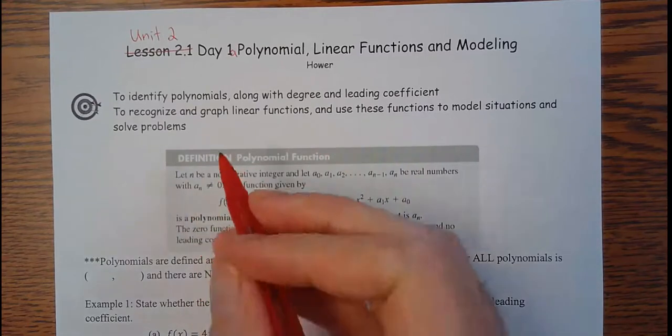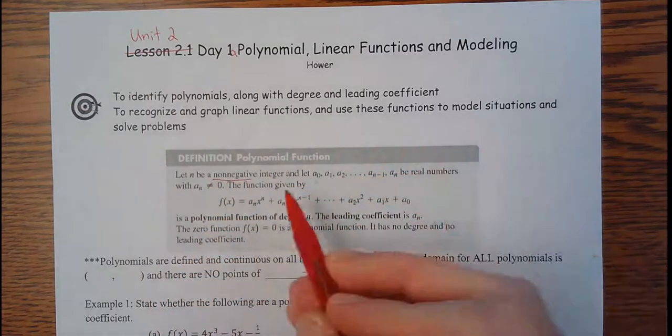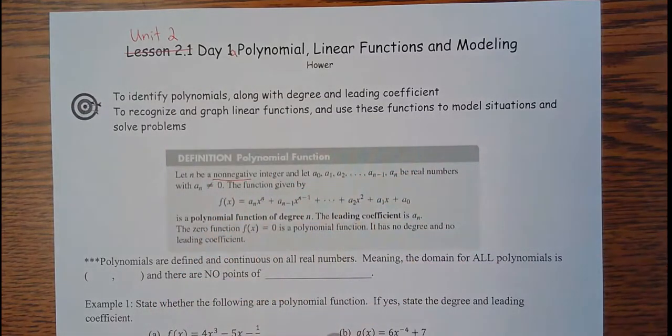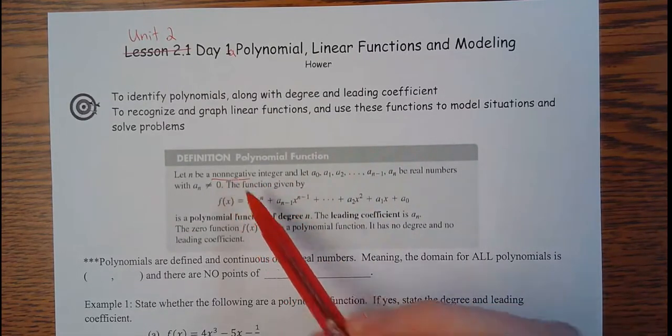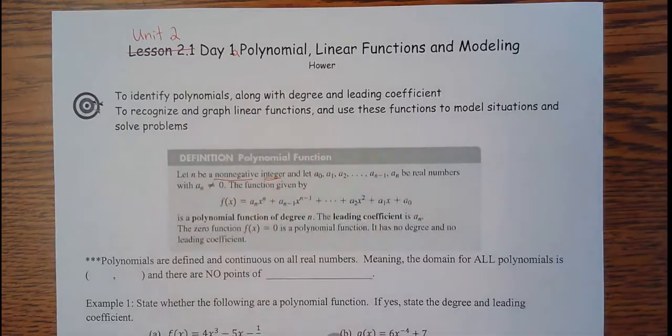It says let n be a non-negative. Well, n is the powers, so all of these powers have to be non-negative. They have to be positive powers. So to be a polynomial, you can't have any negative exponents. So they're non-negative integers, which means they're whole numbers. Can't have any decimals in the exponent, can't have any fractions like that.